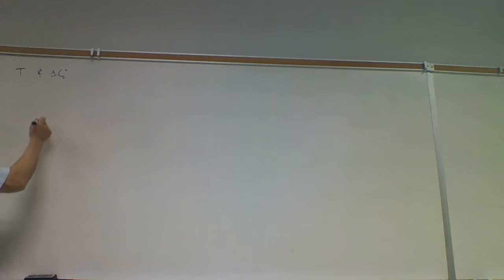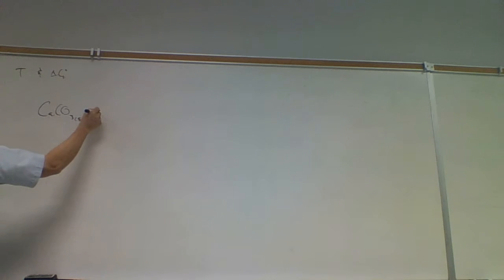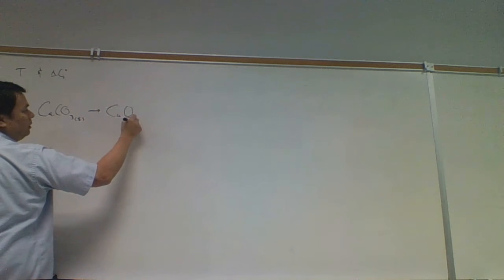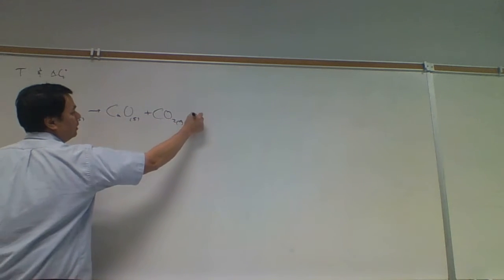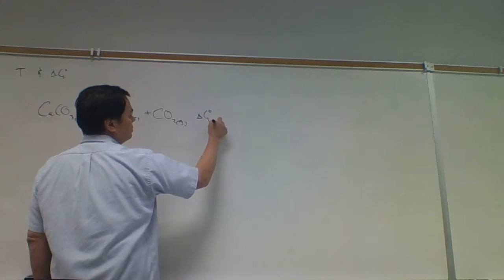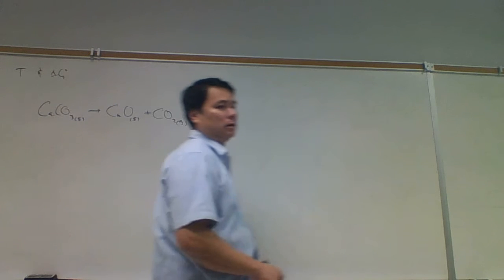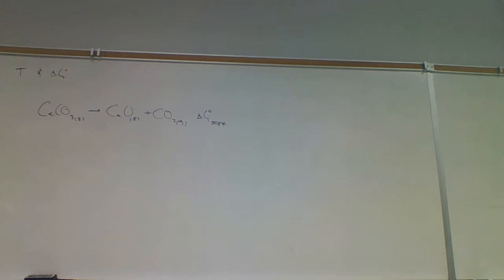We're under standard conditions. For something like this, calcium carbonate, solid, we want to go to calcium oxide plus CO2 gas. Well, we could figure out what delta G naught is at 290 Kelvin. There are two ways that we could do this right now. It turns out there's going to be more ways we can do it as we go on.